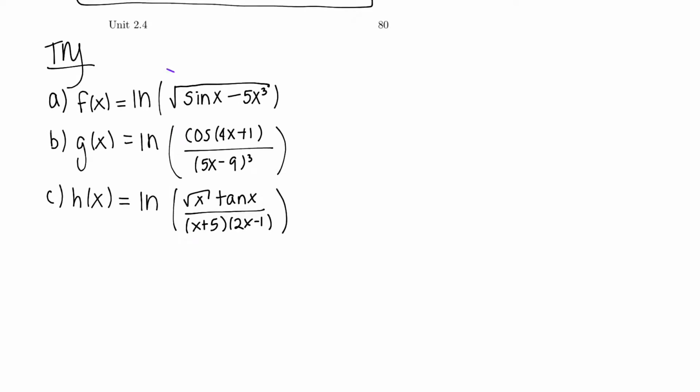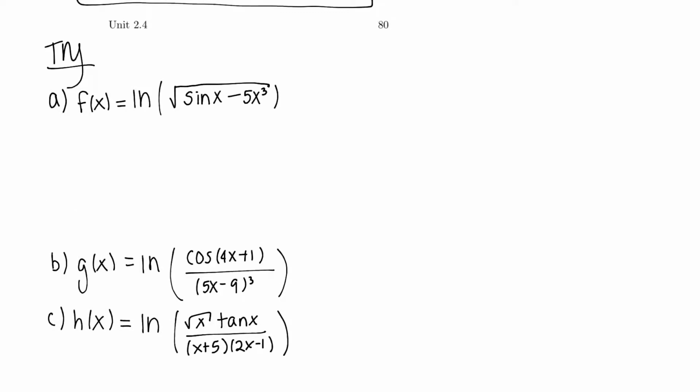So let's use some log rules to make these better. Rewriting this guy can be rewritten as 1/2 ln sine x minus 5x cubed.